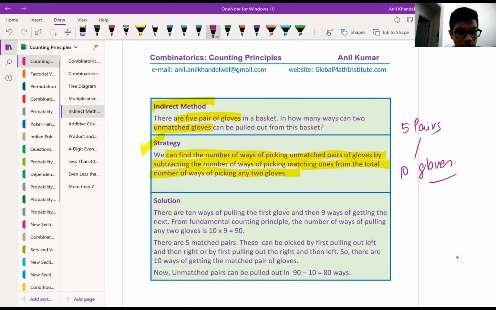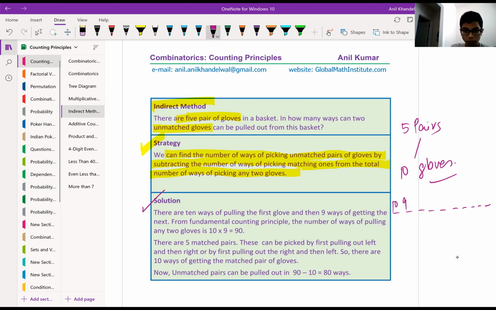So we have 10 gloves. And how are we going to solve this question? There are 10 ways of pulling the first glove, right? So these are my 10 gloves: 1, 2, 3, 4, 5, 6, 7, 8, 9, 10. When I'm picking up and pulling a glove, I could choose any one of those 10, correct? But when I have taken one, then I have 9 ways of picking the next one. You get the idea.